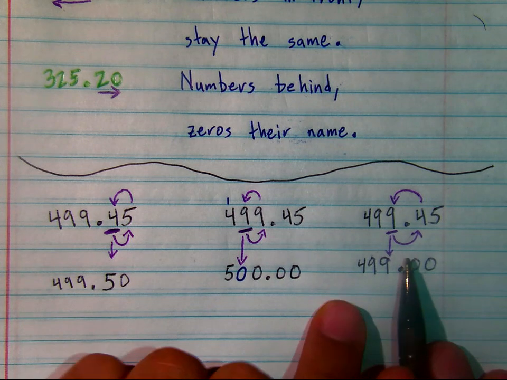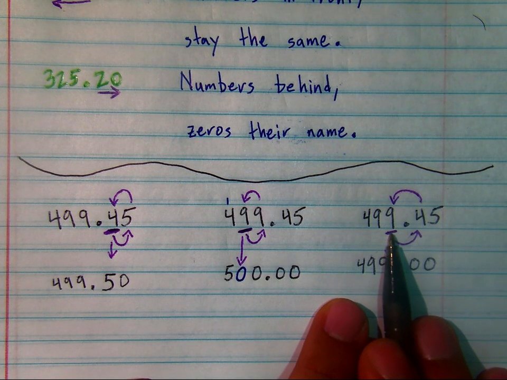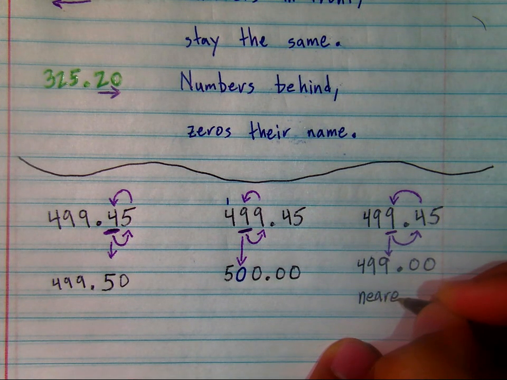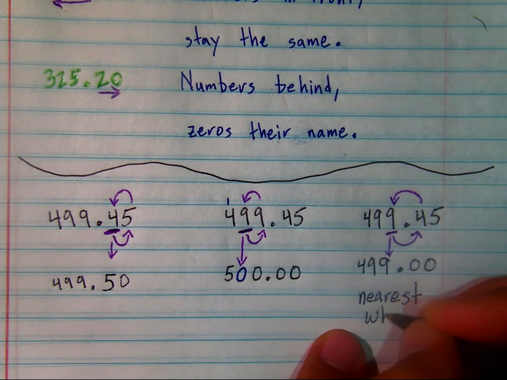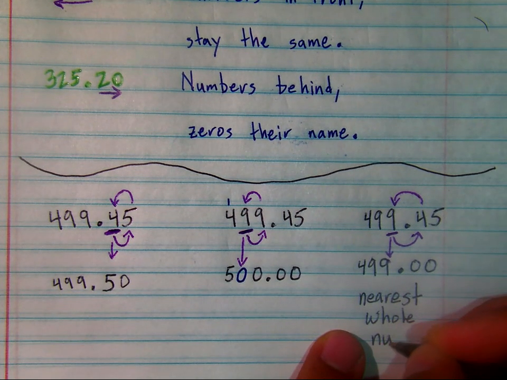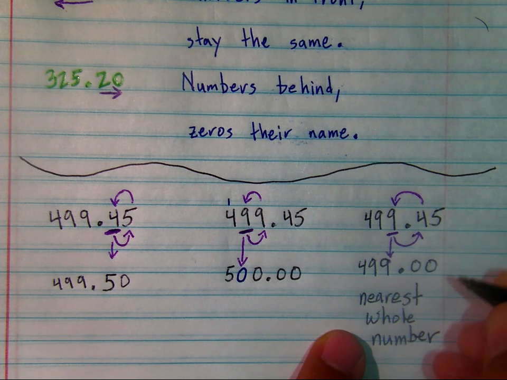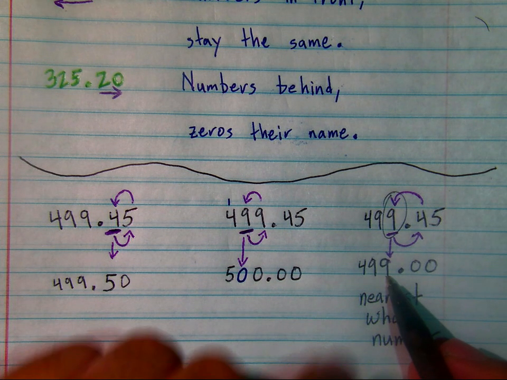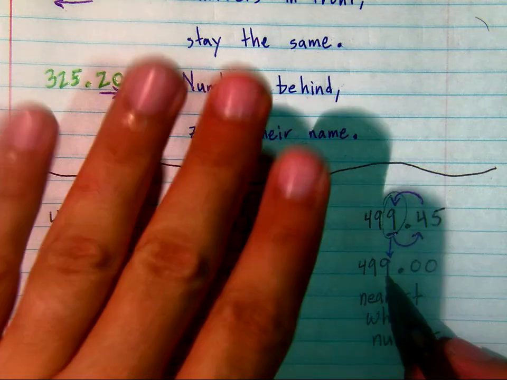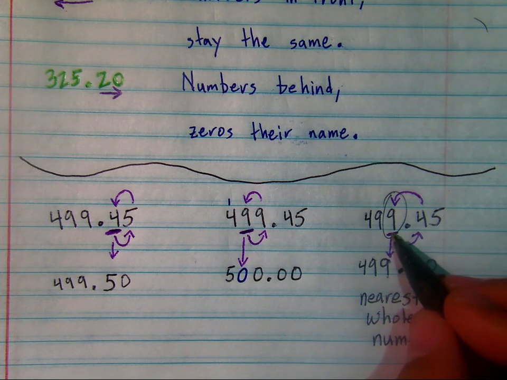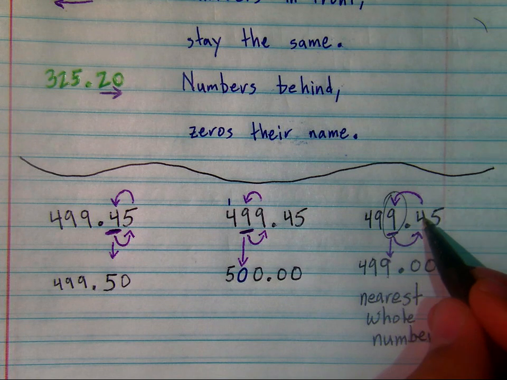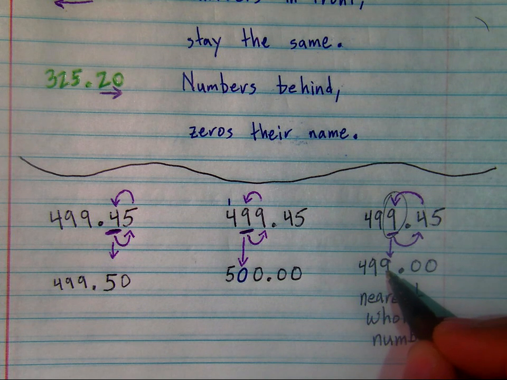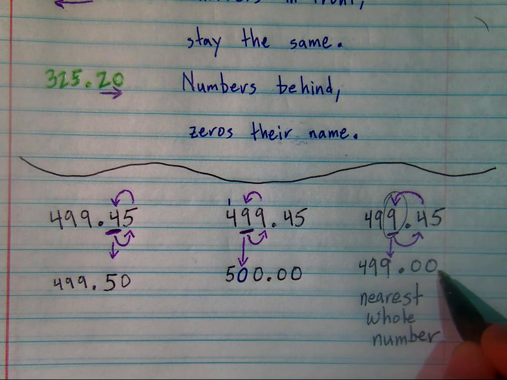And of course here, much like our first example, if you're rounding to the nearest whole number, I'm going to write this down because you will need to recognize that the nearest whole number is a reference to the ones place. Whole numbers are counting numbers: 1, 2, 3, 4, 5. So if you're rounding to the ones place and you look next door, is this 5 or greater? No. So you don't add one more. Numbers in front stay the same. Numbers behind zeros their name.